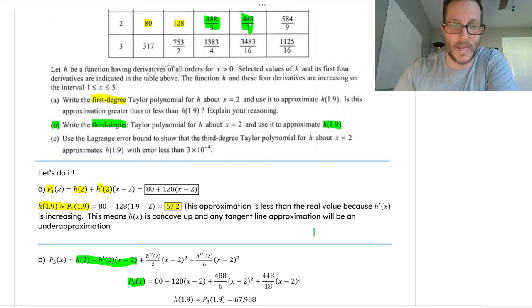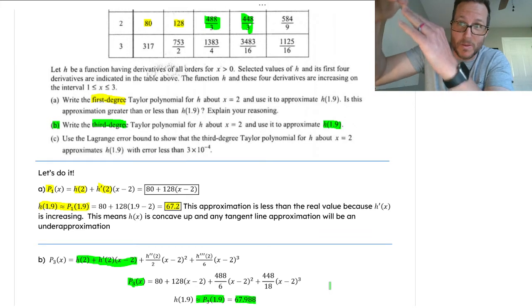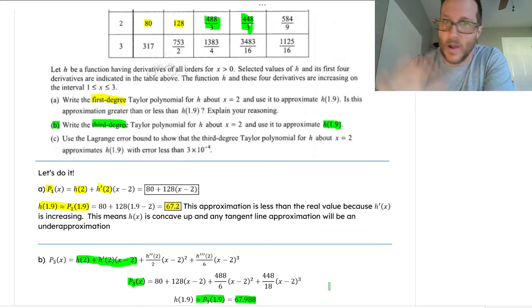Approximating h of 1.9 again. This time we don't have to say anything about it. We're just going to approximate it. So h of 1.9 is approximately the third degree polynomial, which is equal to, I subbed it in my calculator, don't worry, I got 67.988. Okay, so a little bit bigger than 67.2, because we said 67.2 is an under approximation, so it makes more sense that the more terms I use sneaks me higher and higher.